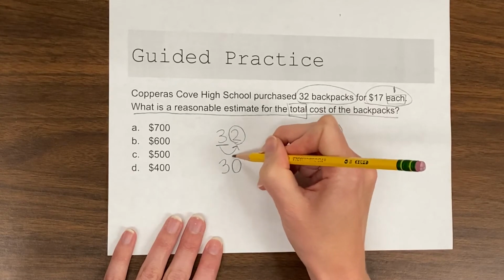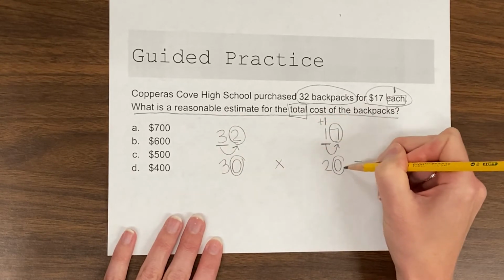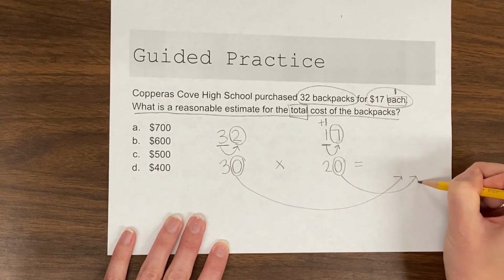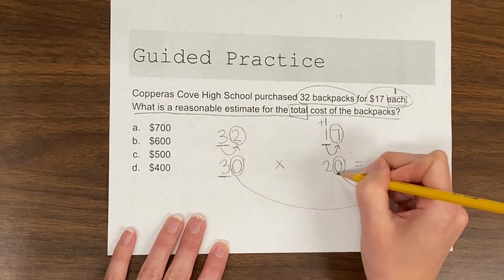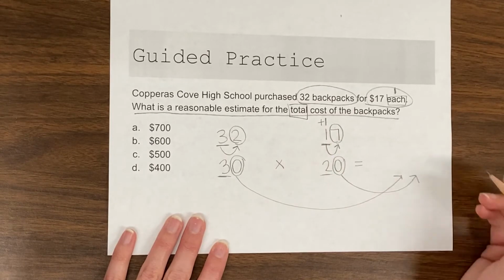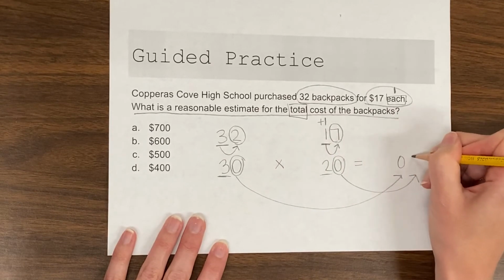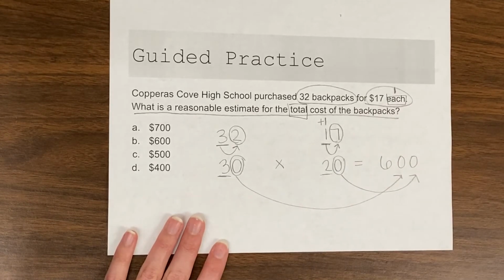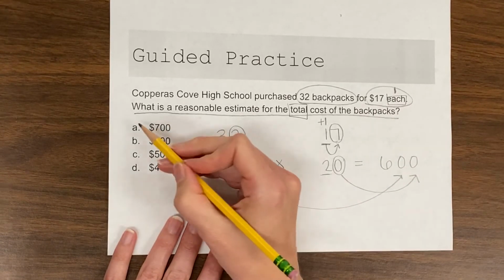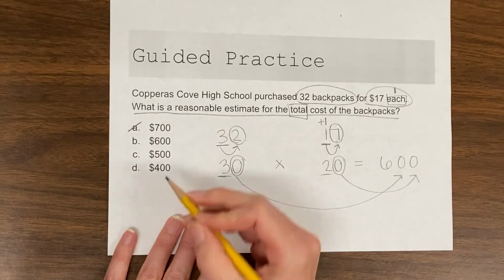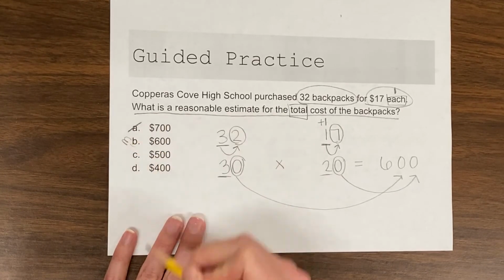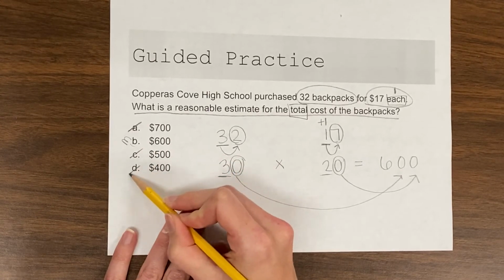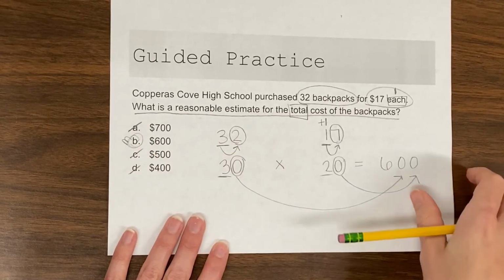When I'm multiplying by multiples of 10, I can scoop those zeros out, go ahead and move them to my product, and then I'm left multiplying 3 times 2. 3 times 2, oops, let me move these zeros. 3 times 2 is 6. So it looks like our best estimate is 600. A is just a little bit too big. B looks just right. C might be a little low. D is way low. So it looks like B is our correct answer choice.